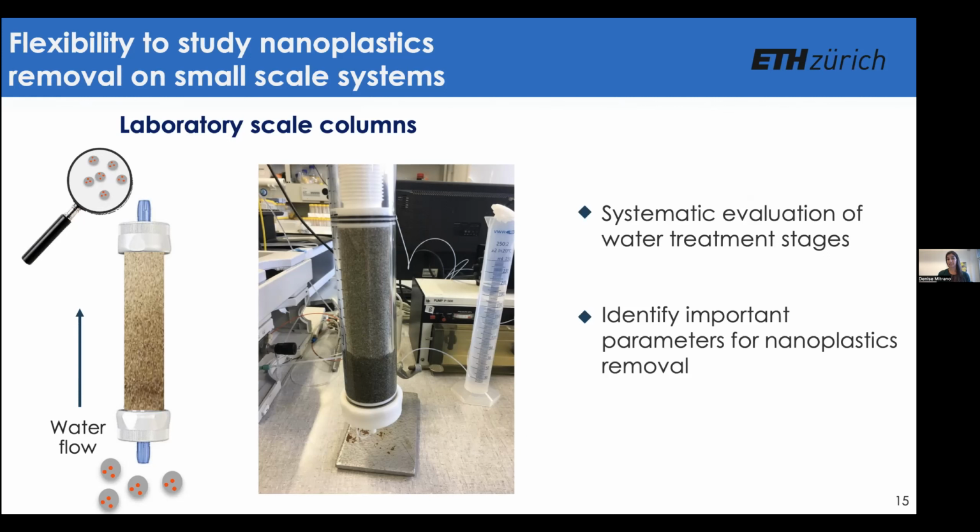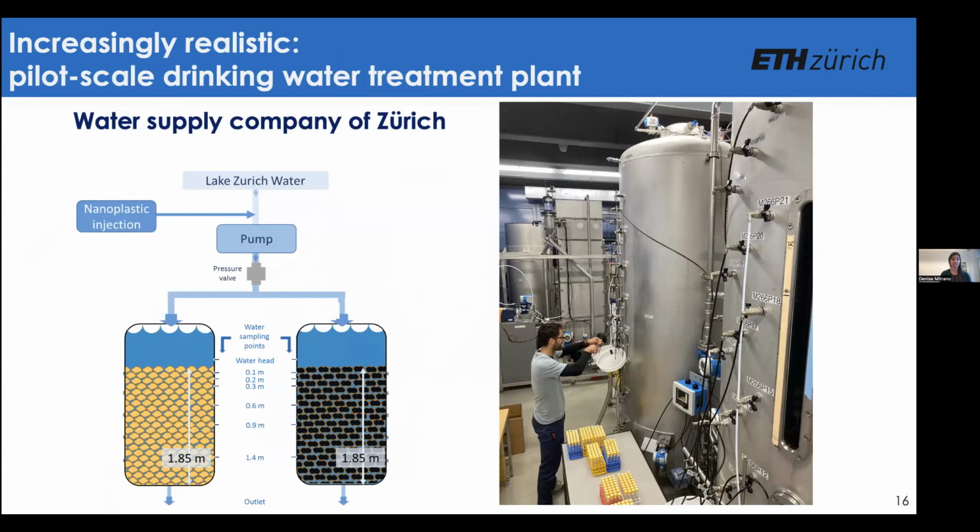So these laboratory scale systems are great, but we also wanted to see if this worked on a larger scale. So to have this increasingly realistic, we looked at a pilot scale drinking water treatment plant in Zurich. And this was done with the water supply company of Zurich. So we took really the raw lake water, which is coming into the plant, had a nanoplastic injection before it was put through these two large filters.